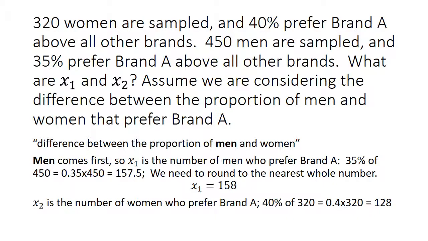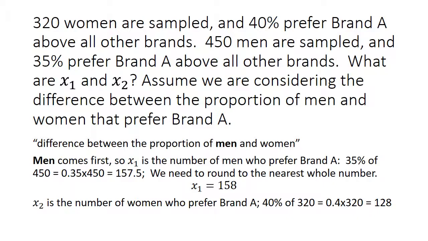So 35% of 450 is the number of men who prefer brand A, the number of successes. So 35% is 35 over 100 is 0.35. 0.35 times 450 gives us 157.5 men who prefer brand A. No, our calculators will not accept that. You cannot have half a success, so you need to round that to the nearest whole number. Round up to 158 because 157.5, 0.5 or higher, round up.